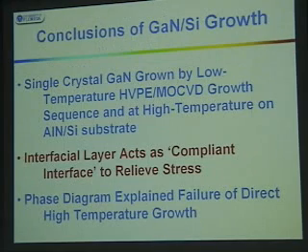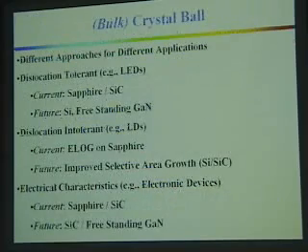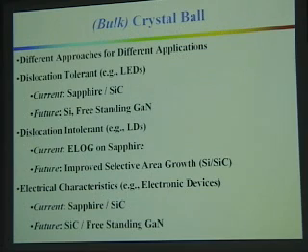So, in conclusion, I believe we've made some very good progress with growing high-quality gallium nitride on silicon, as illustrated here. Where is it going to go? I mean, Volt's crystal ball. I think we're going to end up with different approaches for different applications. For dislocation-tolerant device applications such as LEDs, which are currently using primarily sapphire, I think we will go to silicon or possibly freestanding gallium nitride if it becomes cheap enough.